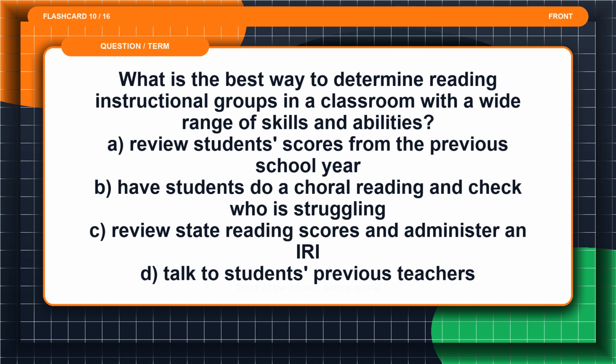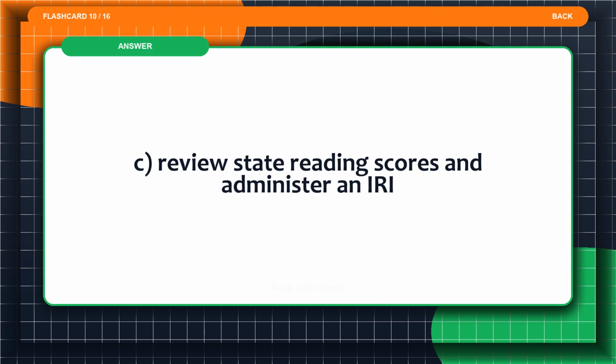Flashcard 10. What is the best way to determine reading instructional groups in a classroom with a wide range of skills and abilities? A. Review student scores from the previous school year. B. Have students do a choral reading and check who is struggling. C. Review state reading scores and administer an IRI. D. Talk to students' previous teachers. Think of the answer before the reveal. The answer is C. Review state reading scores and administer an IRI.